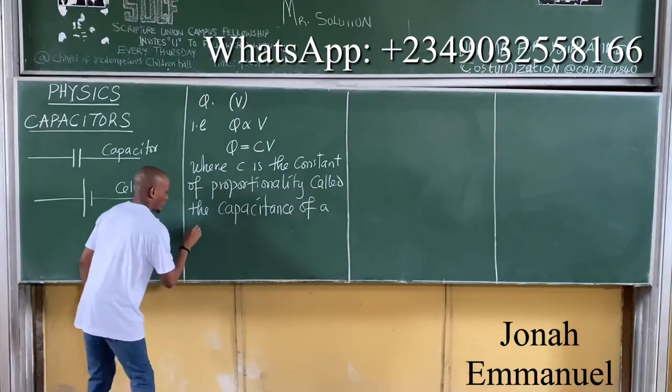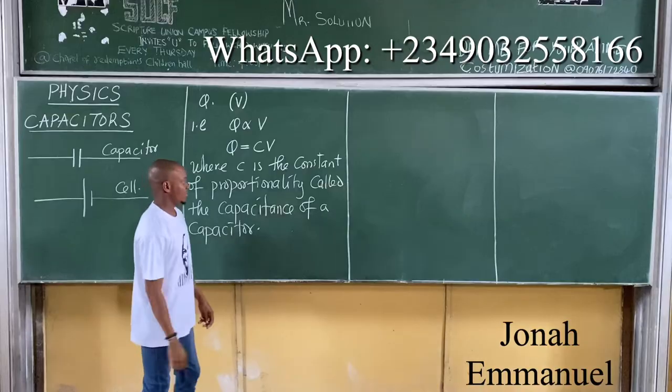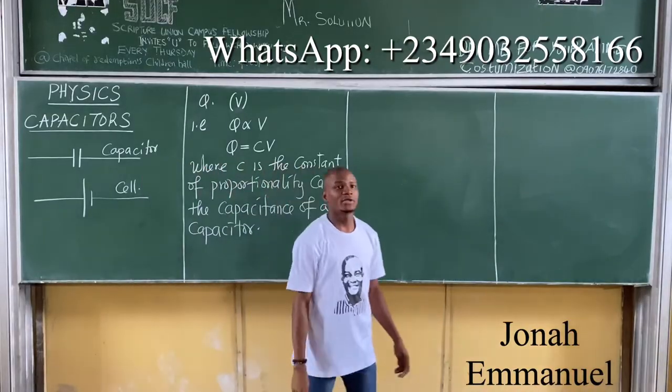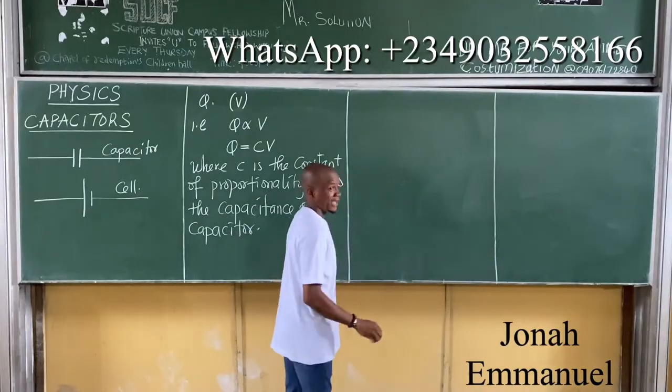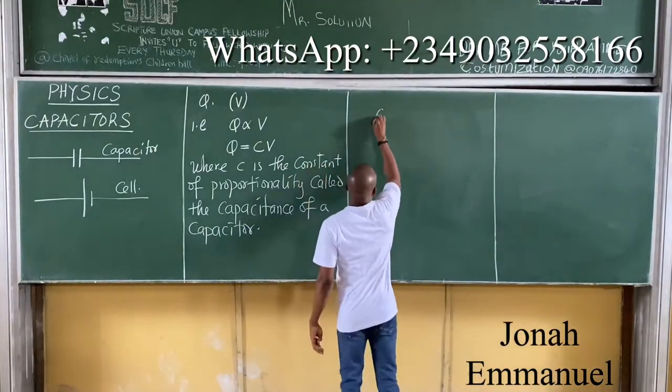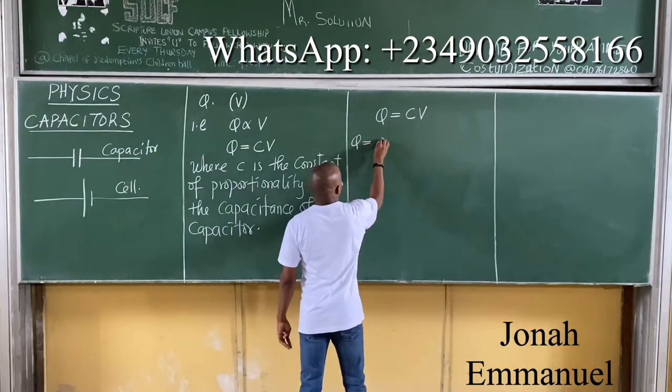Capacitance of the capacitor, where C is a constant called the capacitance of a capacitor. So here's your thing. If I have that Q is equal to CV, we said Q is the charge.